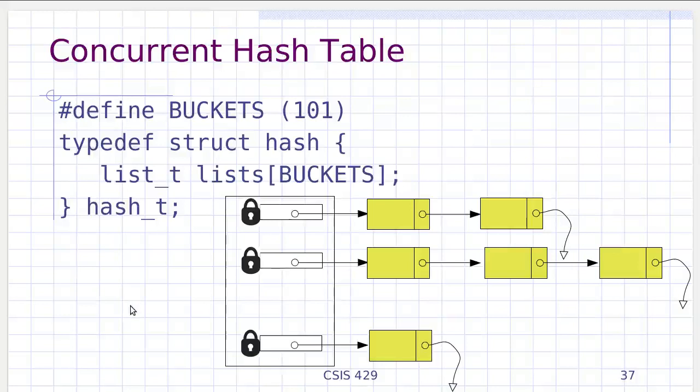The last data structure that we will look at is a hash table. So hash tables can be set up in many ways, but one of the most common ways to do that is to use an array of linked lists.